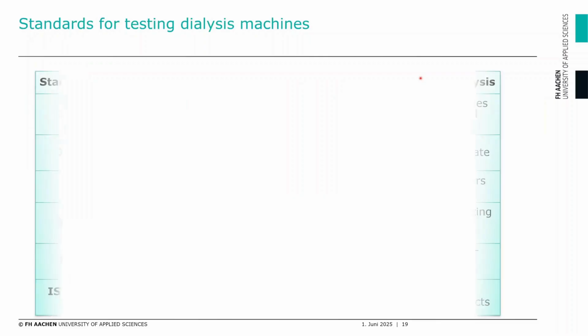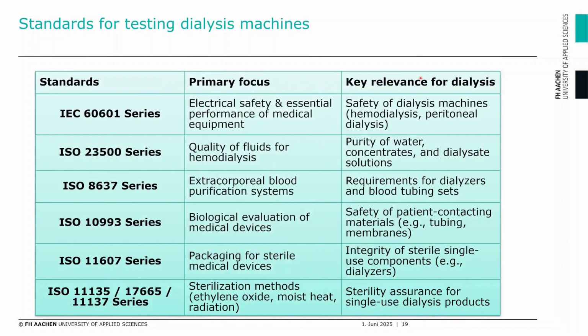Now, last but not least, the standards that help protect patients and ensure dialysis treatments work the way they should. First, the ISO 60601 series makes sure that medical devices like dialysis machines are electrically safe and work properly even if something goes wrong. Next, the ISO 23500 series checks the quality of fluid used in hemodialysis, like water and dialysate. Since these go into the body, they must be very pure. The ISO 8637 series covers parts like dialyzers and blood tubing. It ensures these work well and are safe to use with blood.